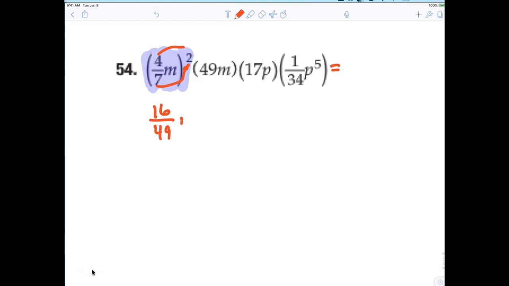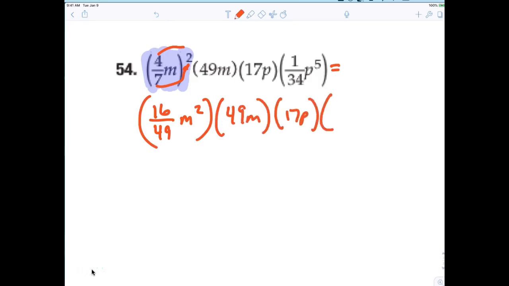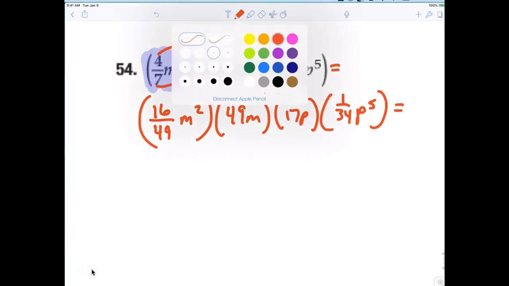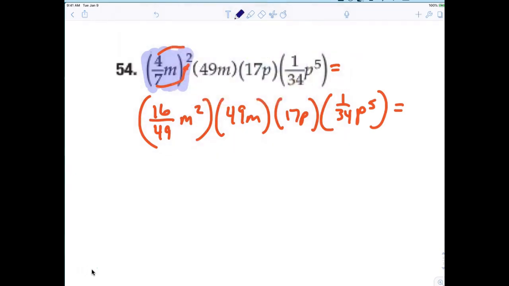16 over 49m squared. Now, put that in parentheses. I'm leaving the 49m alone. I'm leaving the 17p alone. And I'm leaving the 1 over 34p to the fifth. Everybody should be able to do that. That wasn't that hard. Now I'm strictly looking at the numbers. You don't need a calculator for that. What can I do to the 49s? I can cross them out. Again, we're reviewing. One's in the denominator, one's in the numerator.